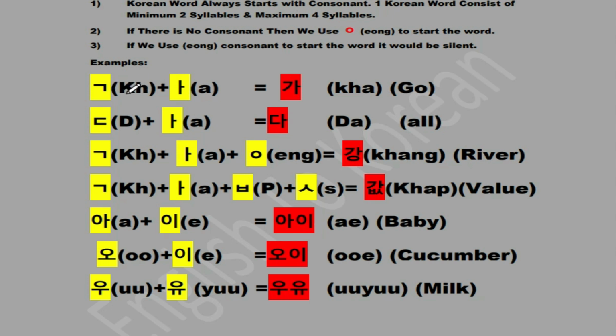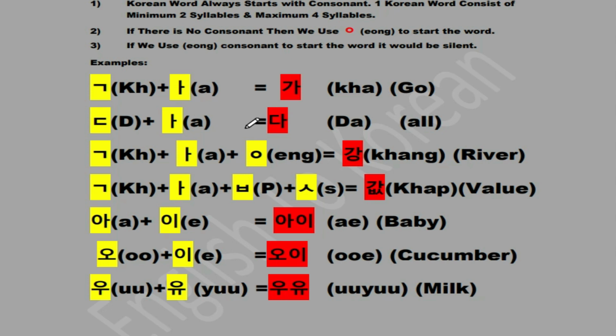Here is a consonant. Plus, the second syllable is a vowel, a. K, a. Ka means go. For now, don't worry about the meaning of the word, just focus on how to make the Korean words.